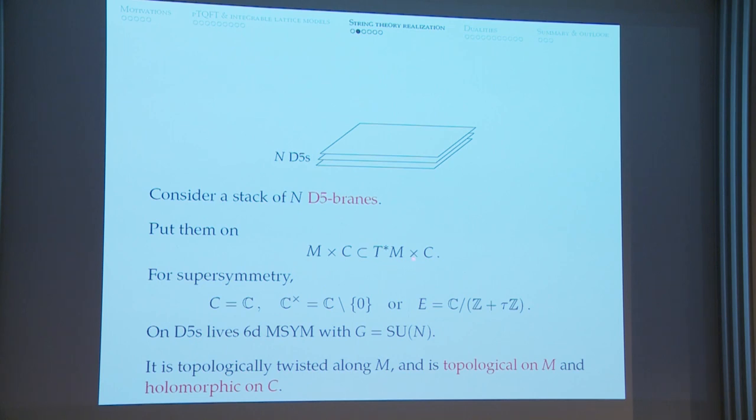It turns out that, because of this particular background geometry, this six-dimensional theory is topologically twisted along M, all right? If you analyze what this topological twist does, you see that it makes the theory topological on M, but holomorphic on C. So here I get a six-dimensional topological holomorphic theory on M times C. All right, and in order to connect this to a two-dimensional topological holomorphic theory, because I was talking about two-dimensional topological field theory with extra dimensions, which we can take to be C.